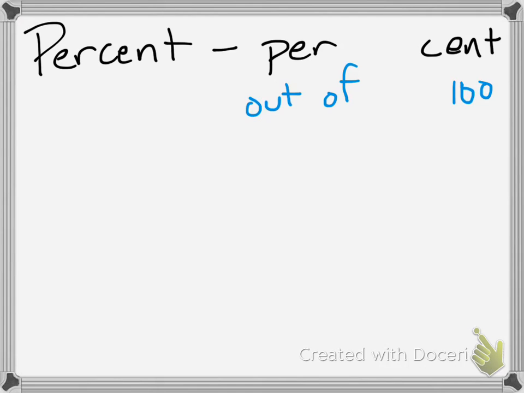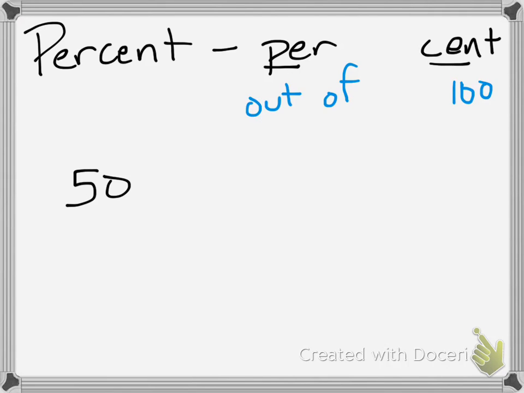Percent, we have those two parts of the word, per and cent, and that literally means out of 100. The per meaning out of and the cent meaning 100. So any percent that you ever see is out of 100, which means we can move from a percent to a fraction pretty easily. Let me show you.